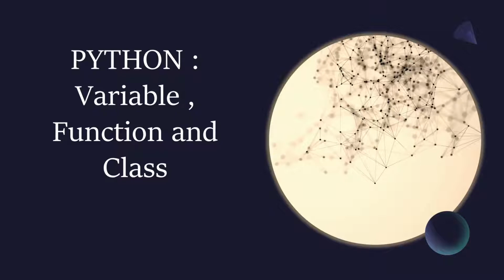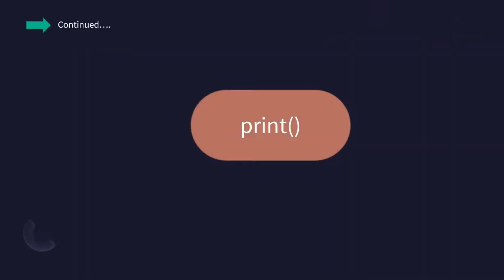Variable, function, and class. These are the foundation of object-oriented programming. How a variable is declared, how a function is written, how these functions and variables are put inside classes to give character to an object is all about object-oriented programming. But before we go into that, let's talk a bit about print.